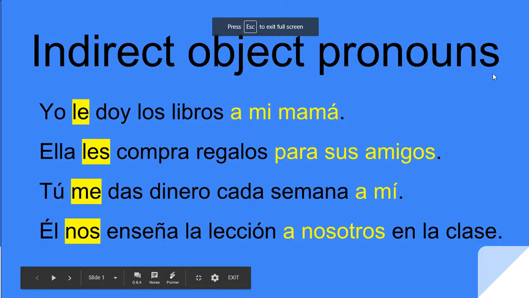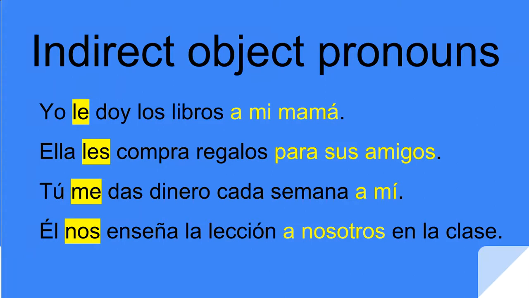Okay, everybody, today's mini lesson is on indirect object pronouns. You've actually been using indirect object pronouns ever since you learned the verb gustar. The verb gustar doesn't literally mean I like something, but rather something is pleasing to me. For example, if you say me gusta el libro or me gustan los libros.